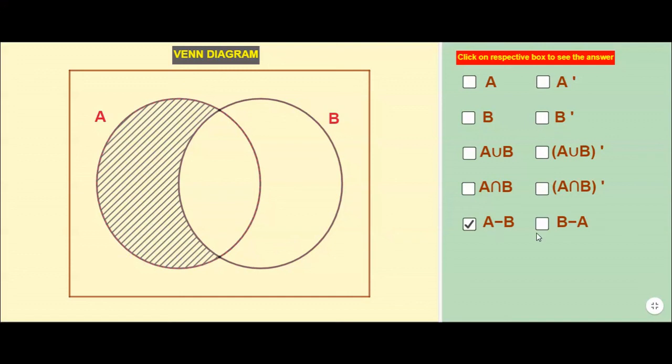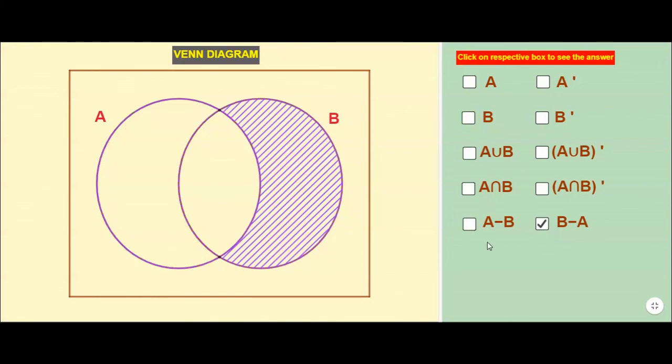Now let us move to option B minus A. B minus A, that is difference of the set B and A, is the set of elements which is only in B but not in A. So when I click on B minus A, as you can see, I get a shaded portion which is excluding the region which is common to set A and B as well as set A. So this is the Venn diagram representing the difference of the set B and A, that is B minus A.